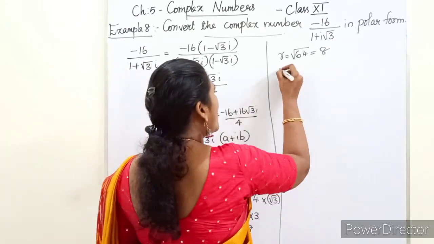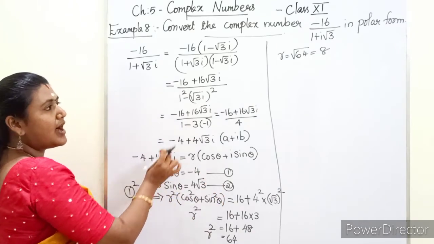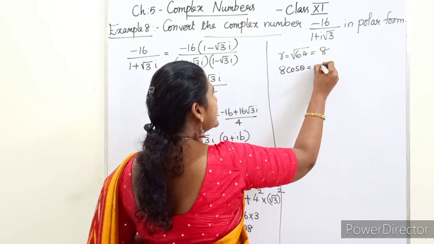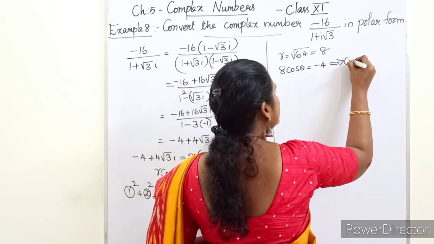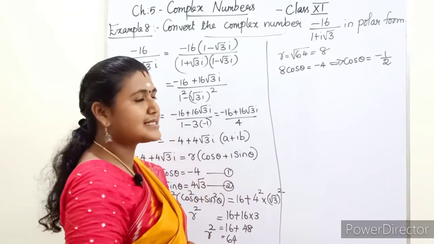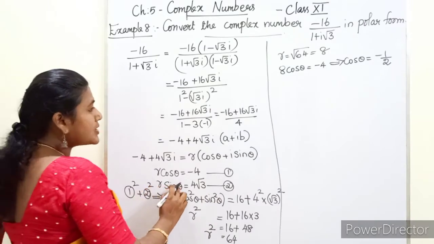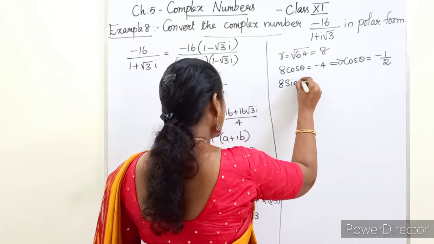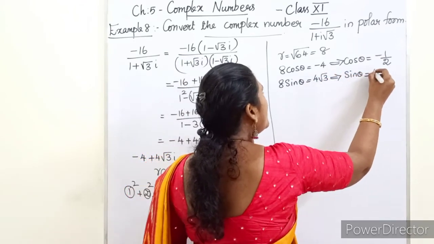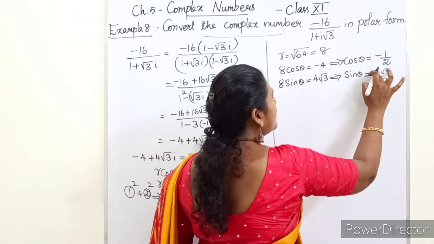Now we will find out the cos theta and sin theta values from equations 1 and 2. Here in the place of r, we will substitute the value. So 8 cos theta is equal to minus 4. From this we will get cos theta is equal to minus 4 by 8. If you take 8 to that side, after cancellation we will get minus 1 by 2. And similarly equation number 2, that is 8 sin theta is equal to 4 root 3, which gives sin theta is equal to 4 root 3 by 8, that is root 3 by 2.